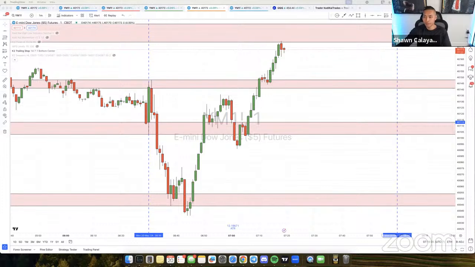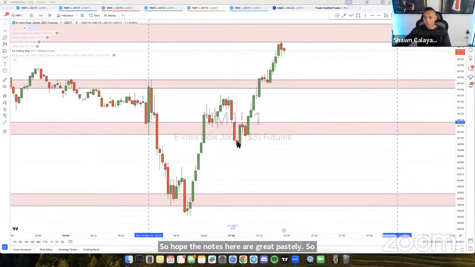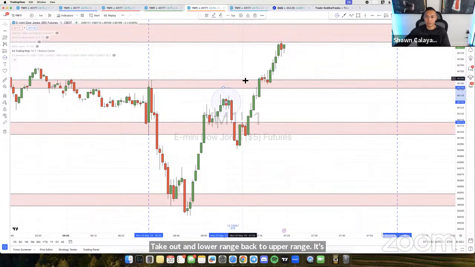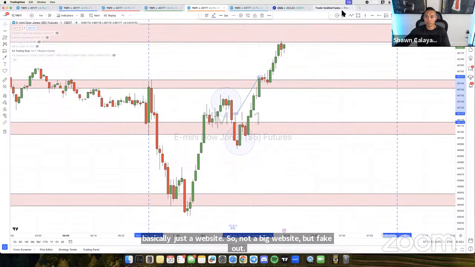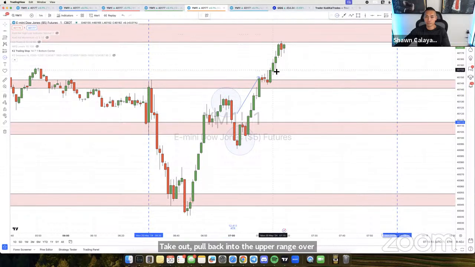So the notes basically, what I wrote from here was a fake out from the upper range back to the lower range, and a fake out in the lower range back to the upper range. It's basically just a whipsaw. Not a big whipsaw, but a fake out, then a pull back into the upper range over here. Now price is going to range within this area.